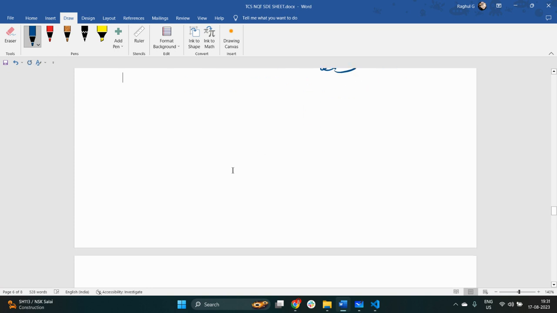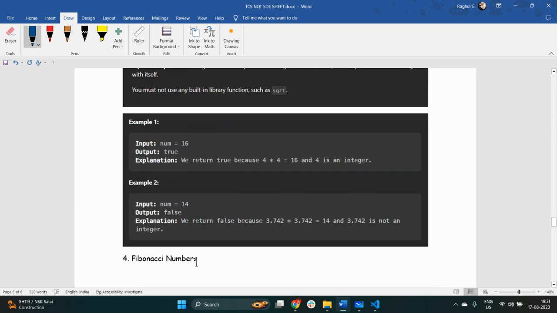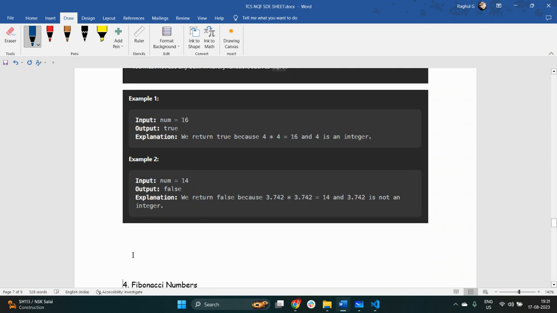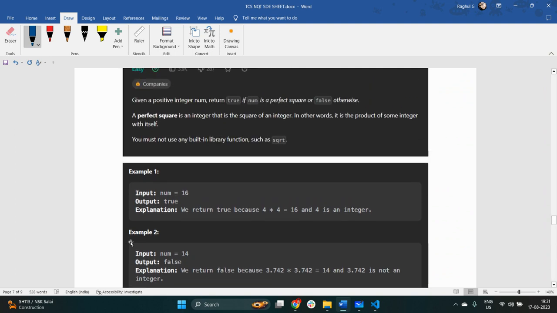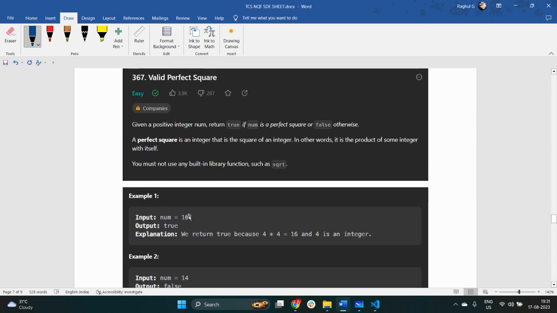This is also a LeetCode problem, Valid Perfect Square. It's a very simple problem, guys. Given a positive integer num, return true if num is a perfect square, or false otherwise. We can say a number is a perfect square if, for example, 64 is a perfect square.